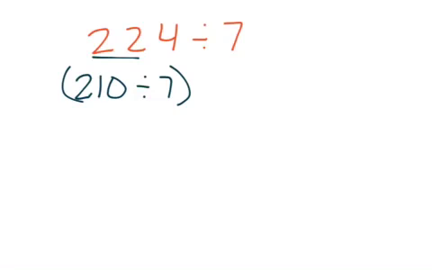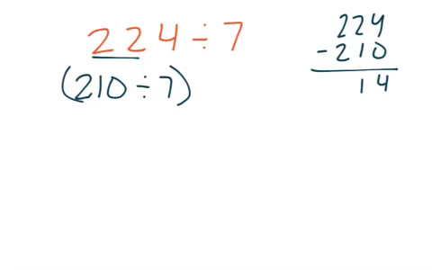Okay, our next one is 224 divided by 7. I'm going to start by looking at this 22 and thinking to myself, is there something that 7 goes into that's close to 22? Well, I know that 7 times 3 gives me 21, so I'm going to start with 210 divided by 7. Then I have to subtract 224 minus 210, and I'm left with 14.